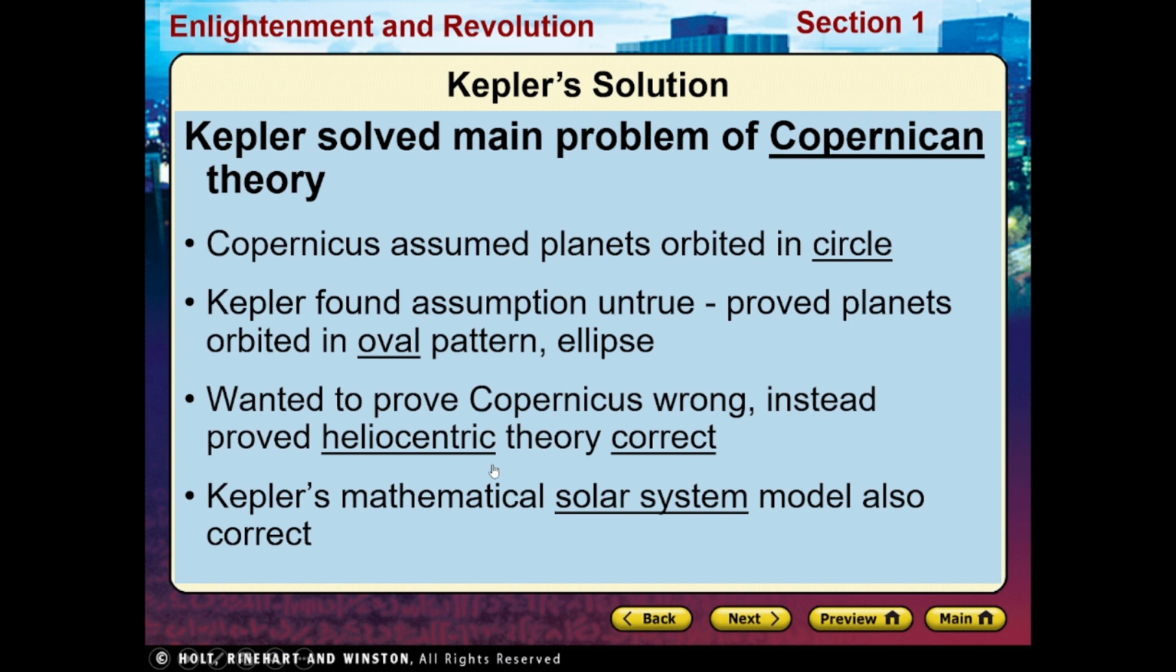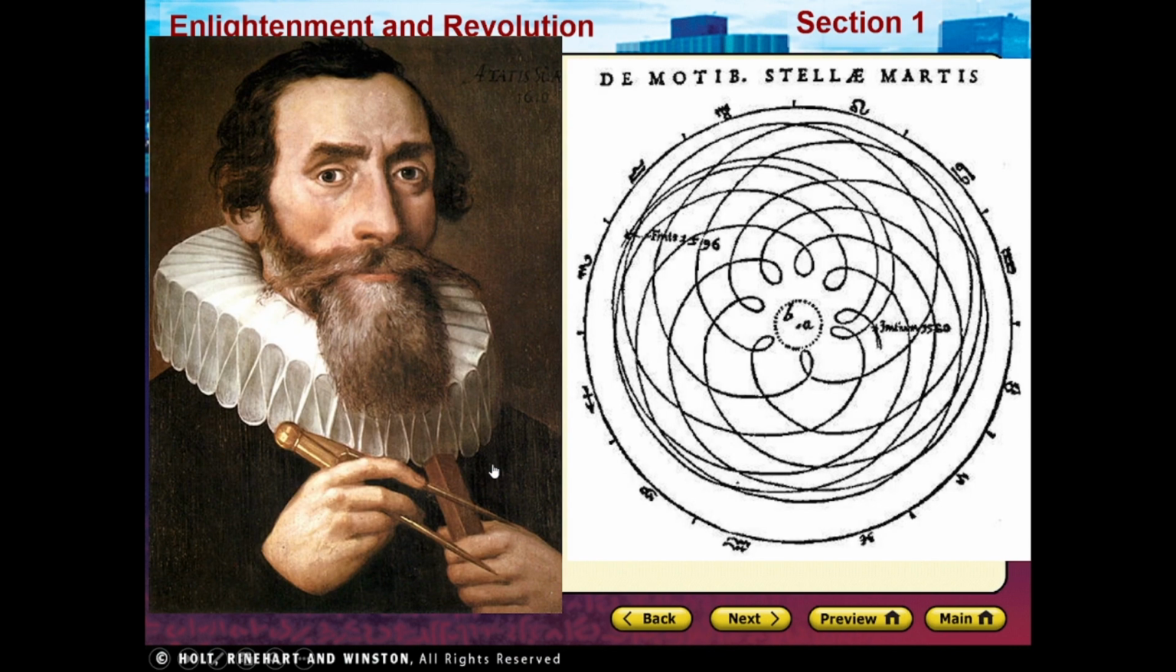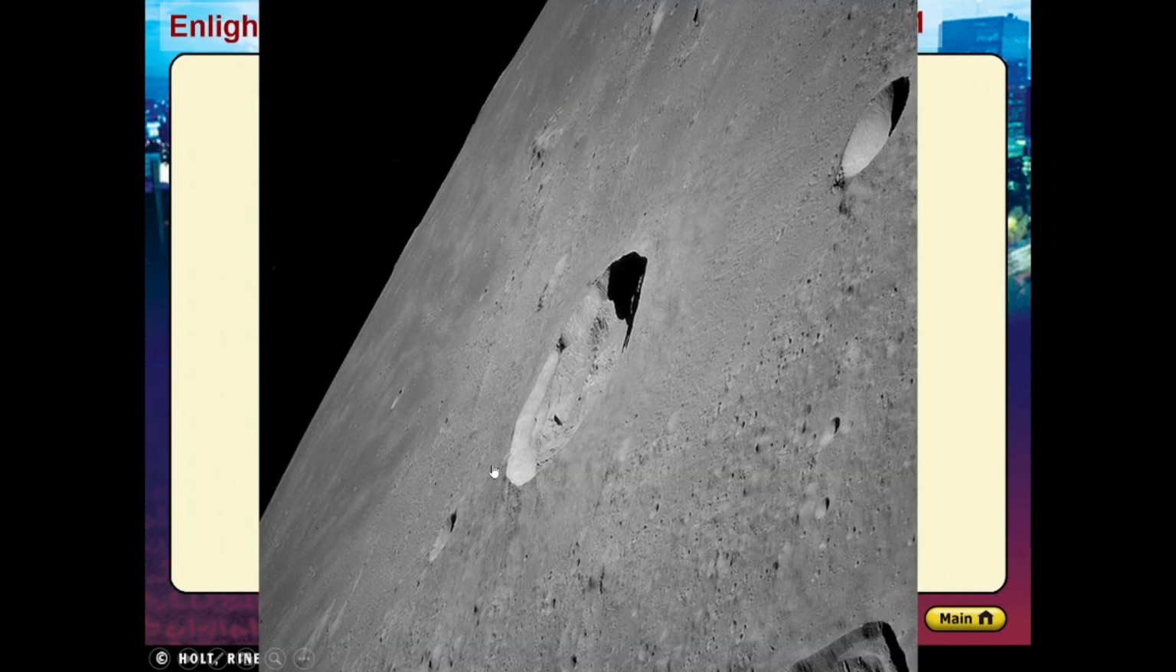And si Kepler, sinolve niya yung pinaka main problem ni Copernicus. Copernicus assumed planets orbited in a circle. Kepler found that assumption untrue and proved planets orbited in an oval pattern or ellipse. He wanted to prove Copernicus wrong, instead proved the heliocentric theory correct. Kepler's mathematical solar system model is also correct. Ayan naman, that's the picture of Kepler.